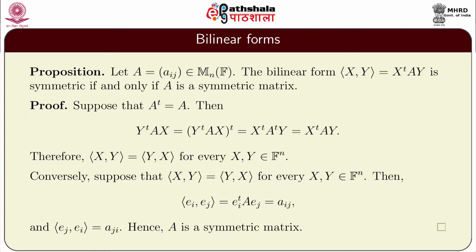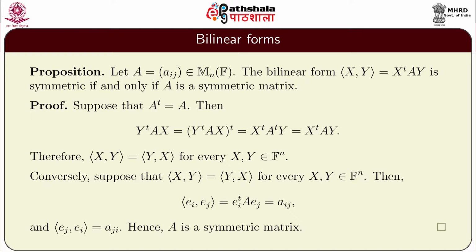A proposition: let A be an n cross n matrix over F. Aij denotes the ijth entry of A. Then the bilinear form given by inner product xy is equal to x transpose Ay is symmetric if and only if A is a symmetric matrix. So, symmetric bilinear forms are given by symmetric matrices if it is of the form x transpose Ay.